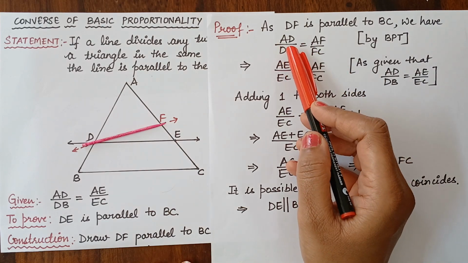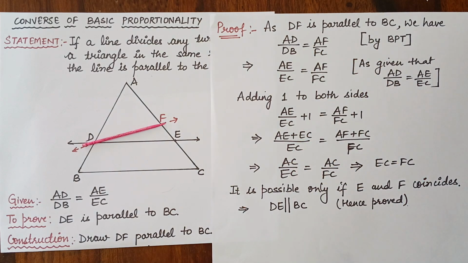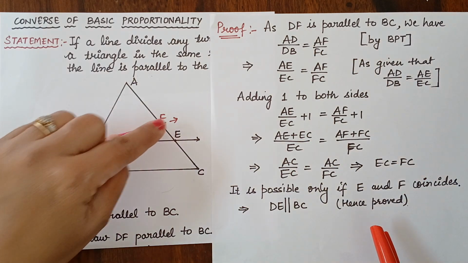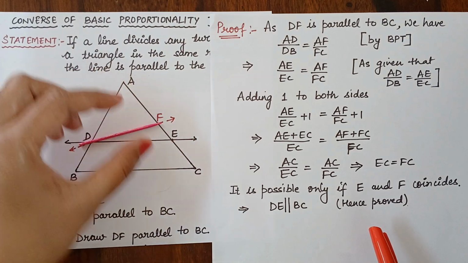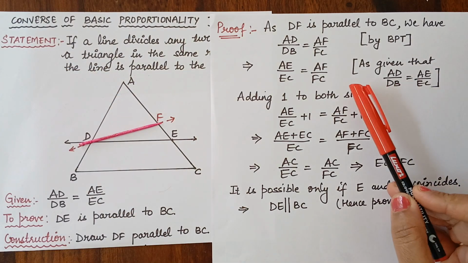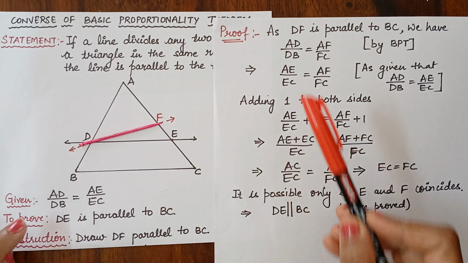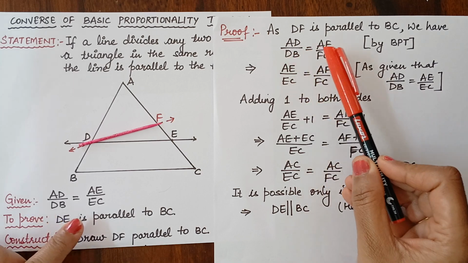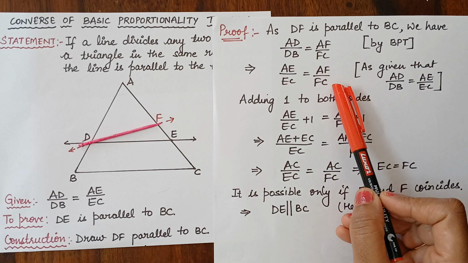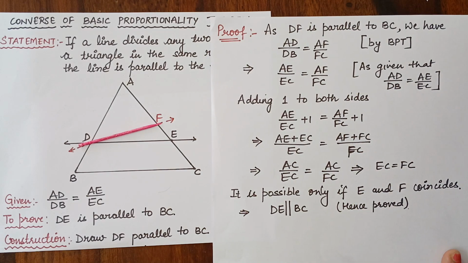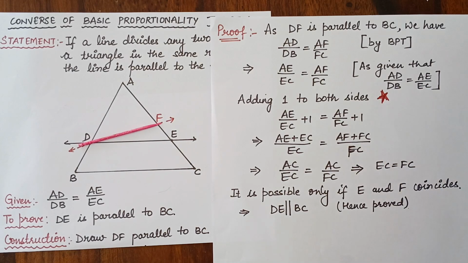Now, as we have considered that DF is parallel to BC, by the BPT theorem, AD by DB will be equal to AF by FC. Also, AD by DB is equal to AE by EC. So, if their left hand sides are equal, their right hand sides will also be equal. So, AE by EC will be equal to AF by FC. Now, this is the main point that we need to remember. This is the star step that we need to remember.